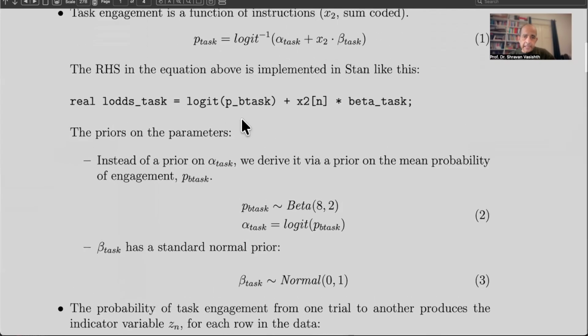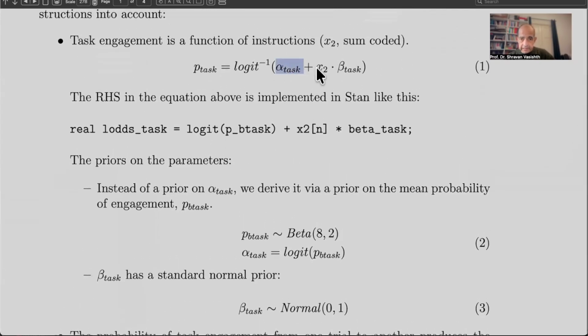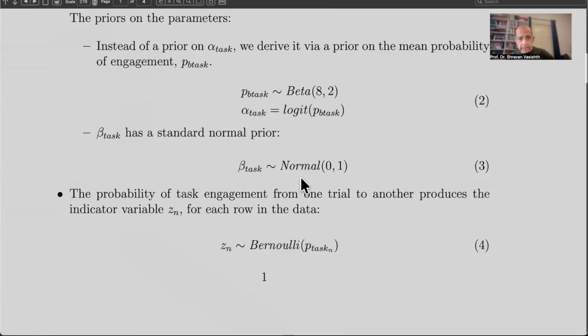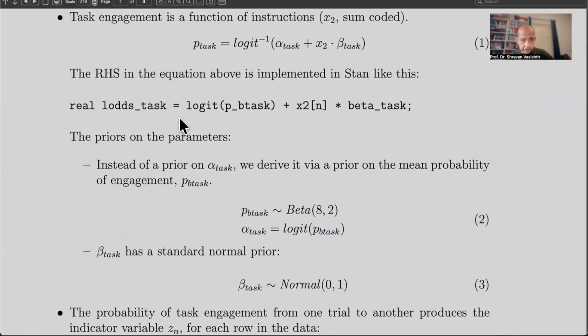And then the priors that have to be defined are on alpha task and beta task. But instead of defining a prior directly on alpha task, what we are doing is we're defining a prior on the probability of average engagement. So that's the beta prior, and then converting it back to log odds, right? So the prior on the probability of task engagement then gives us back the alpha task value based on this prior. Okay, and then for beta we have a standard normal prior, right? So these two priors, the priors for the alpha and for the beta, are taken into account.